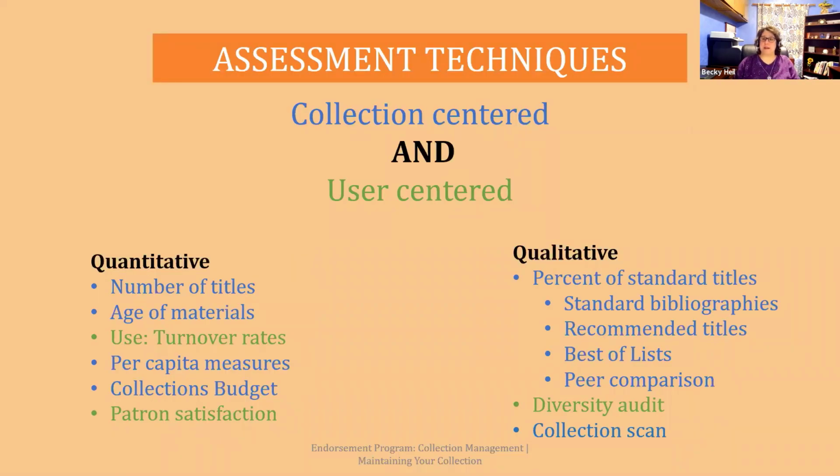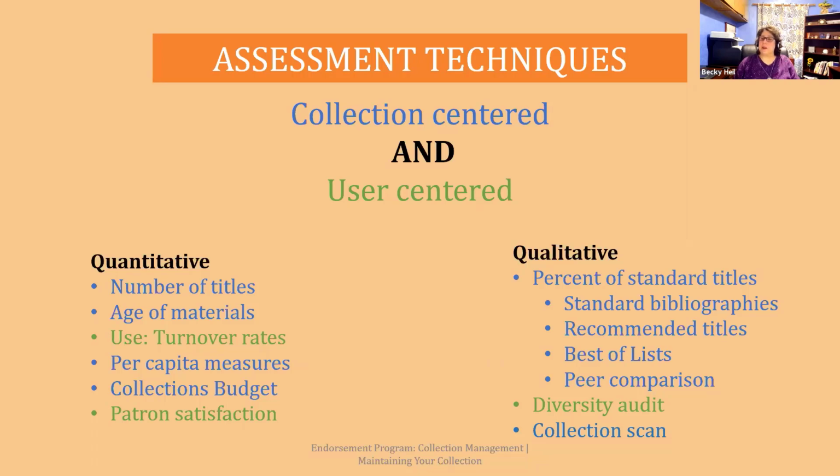Evaluation and assessment techniques fall into two broad categories: collection-centered in blue and client or user-centered in green. An effective assessment uses both types of techniques to gather two kinds of data. We want to look at quantitative data, which includes numbers, age, or use of statistics, and qualitative data, which might include observations by informed staff. The type of data useful for your particular evaluation depends on the library's purpose and mission.